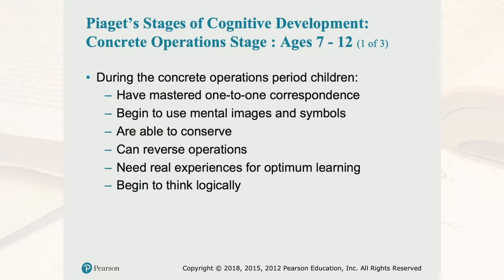Piaget's stage of concrete operational development, between the ages of 7 and 12, you see further growth again. They master conversations and one-to-one correspondence, and they begin to use mental images and symbols. They begin to think logically. By age 7 to 12, they have a great understanding of rules and regulations and social dynamics and things like that.